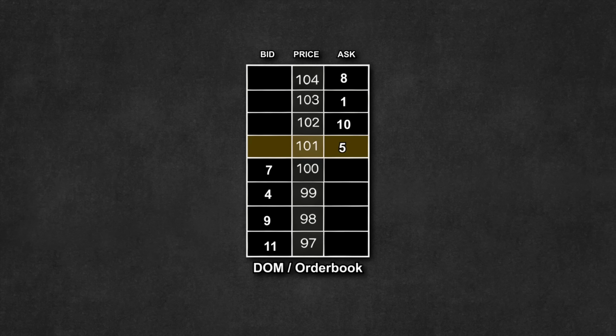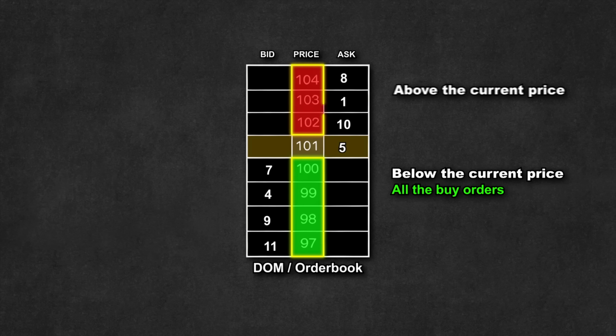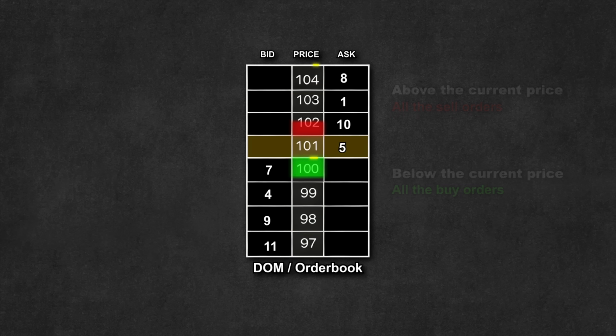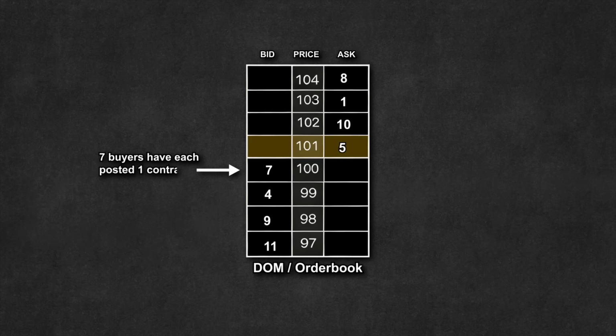This is the order book. On one side, passive sellers listing their contracts for sale. On the other side, passive buyers listing their contracts to buy. Below the current price, all the buy orders. Above the current price, all the sell orders. These contracts are sitting in a window display. 7 buyers have each posted one contract saying, I want to buy here at this price, I'm putting it on the table. They're passive, they're waiting. Nothing happens until someone from outside walks up to that window and decides to take something off the shelf.